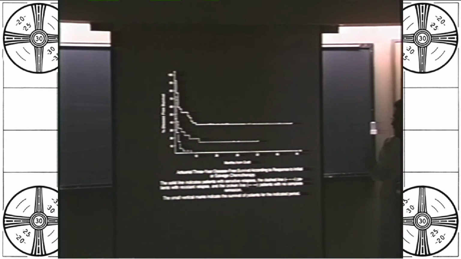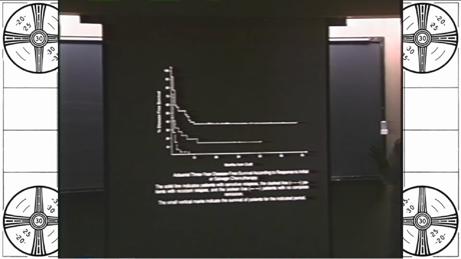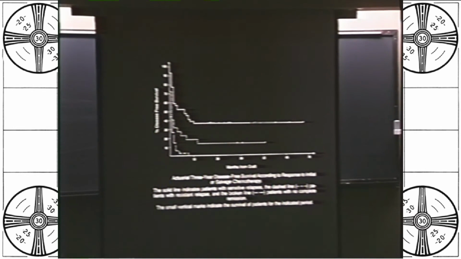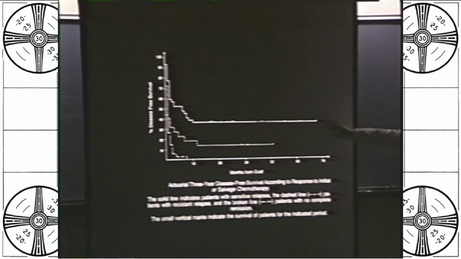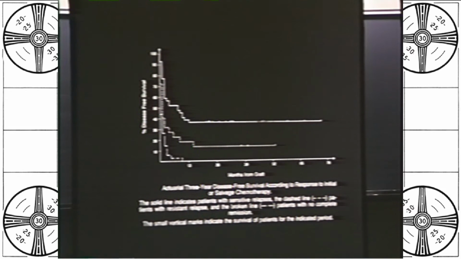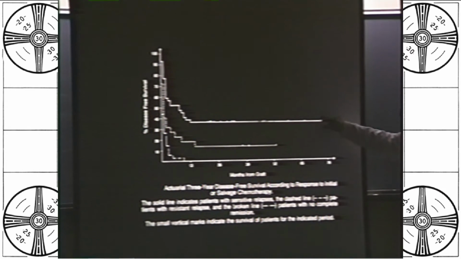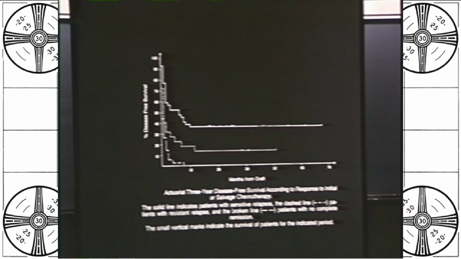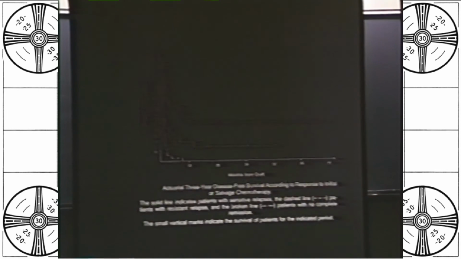So even when we fail to cure the patients with standard chemotherapy, we transplant some of these patients, and again you see that we cure 40% if their disease is still responding to chemotherapy. Many of these patients are quite old.